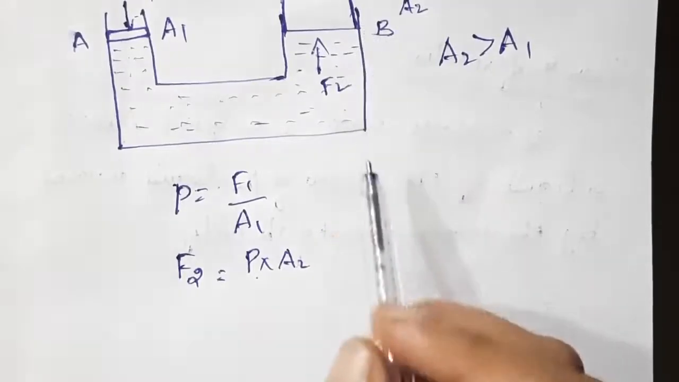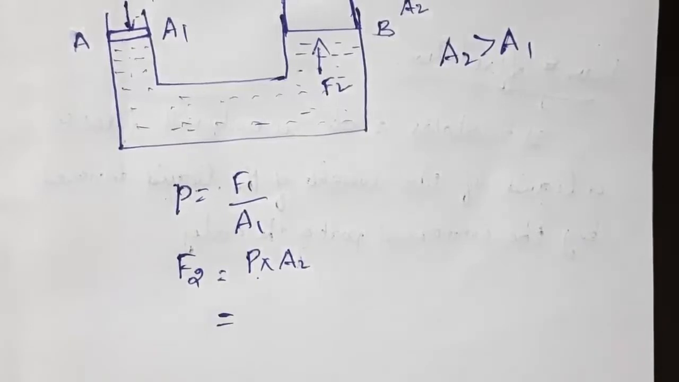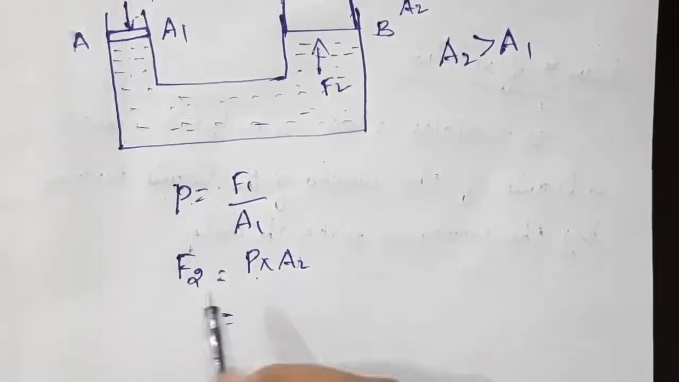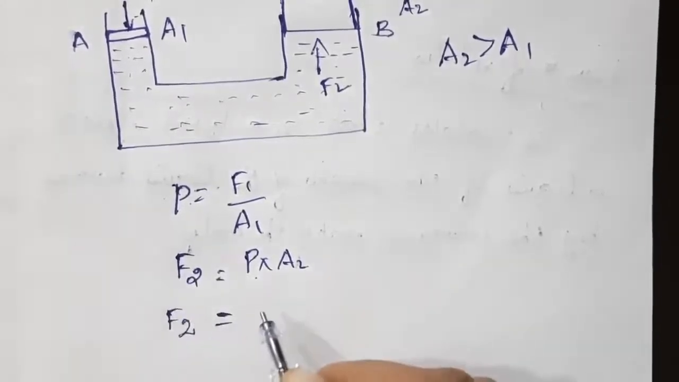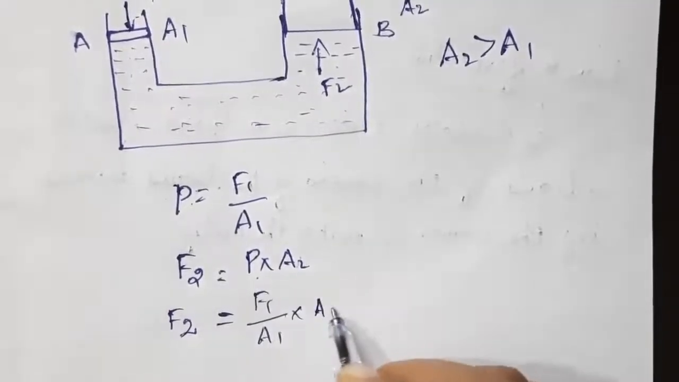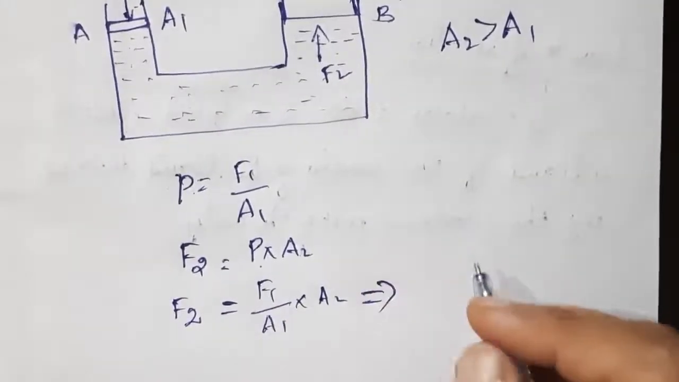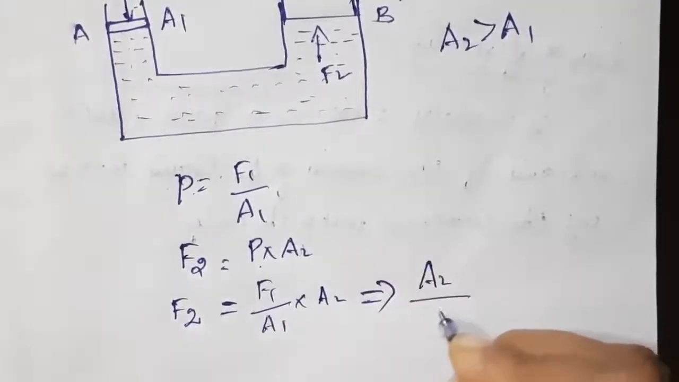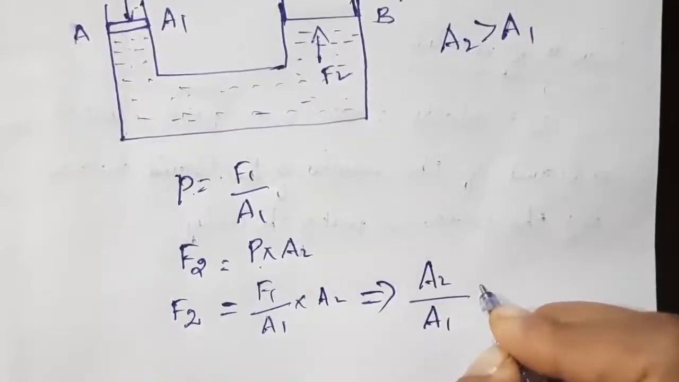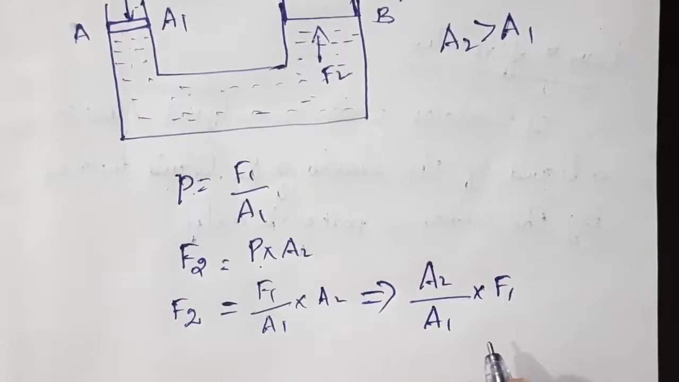Now, when you substitute the value of P in this equation, F2 is equal to F1 by A1 into A2. It can be written as F2 equals A2 by A1 into F1. Understand?